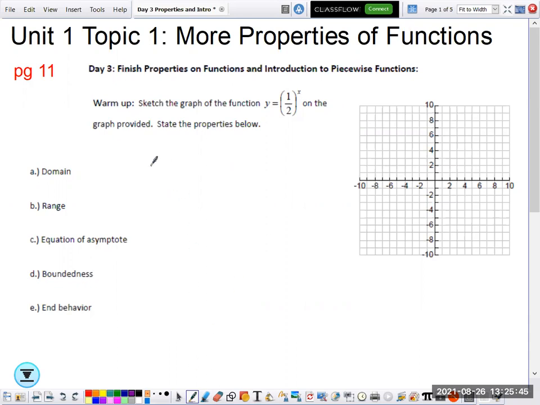So what I'd like you to do is to please turn to page 11 in your packet, pause the video, sketch the graph, and find the properties. Okay, so at this point, you should have this done, and we're now going over it.